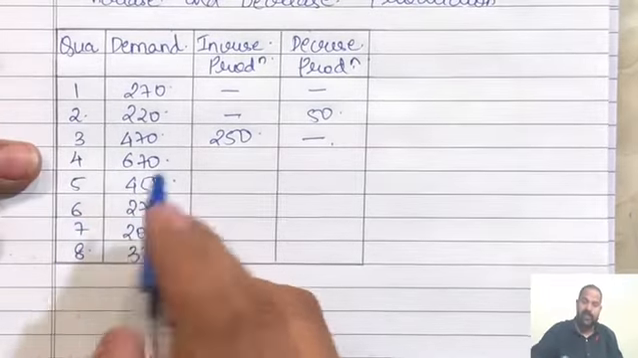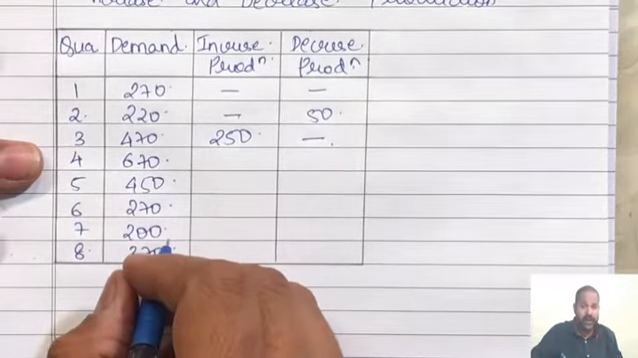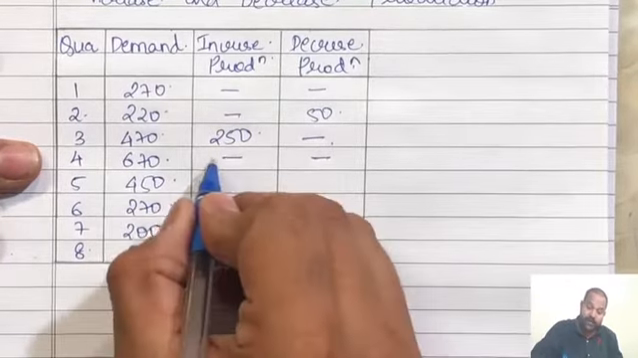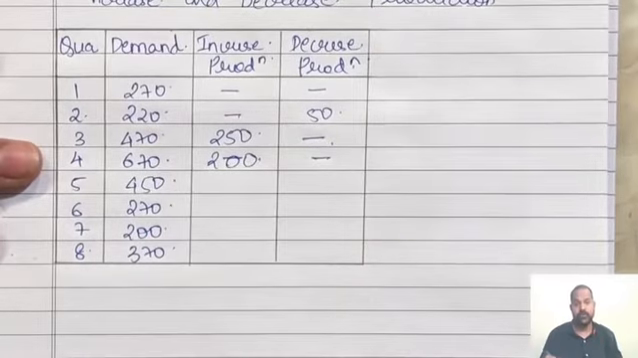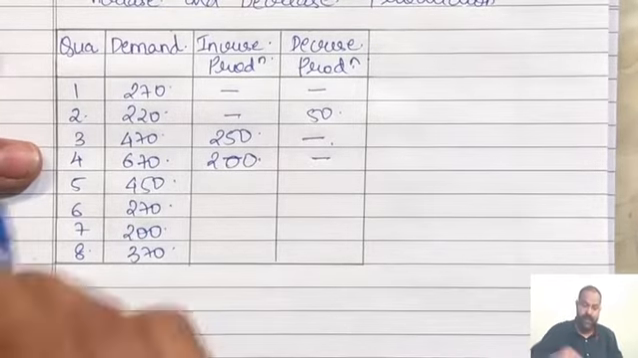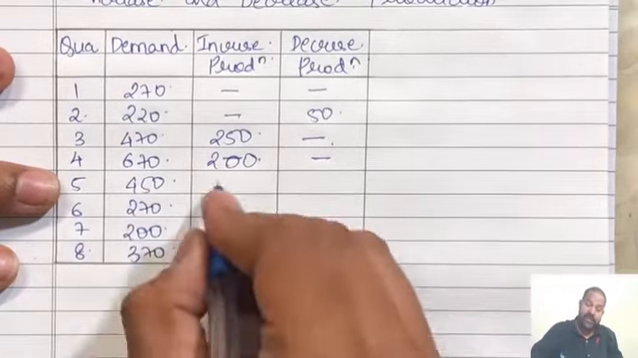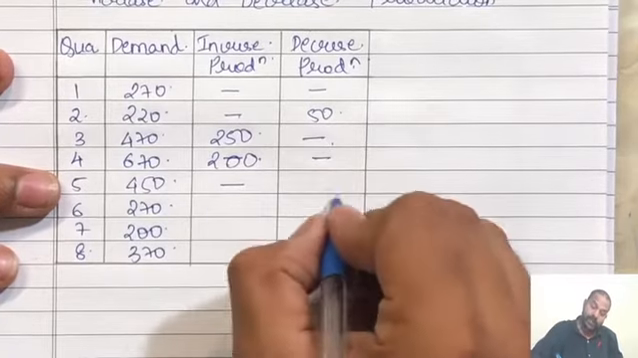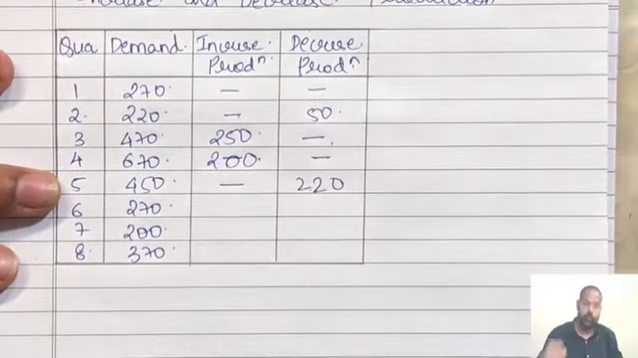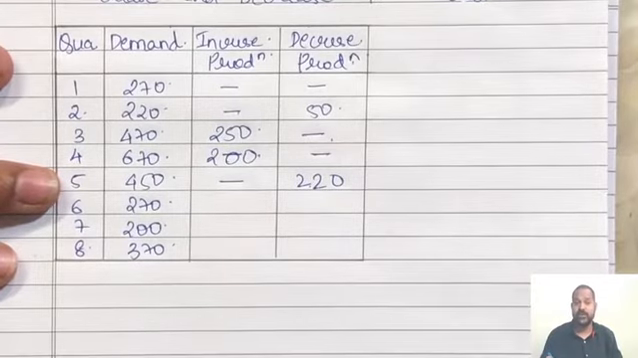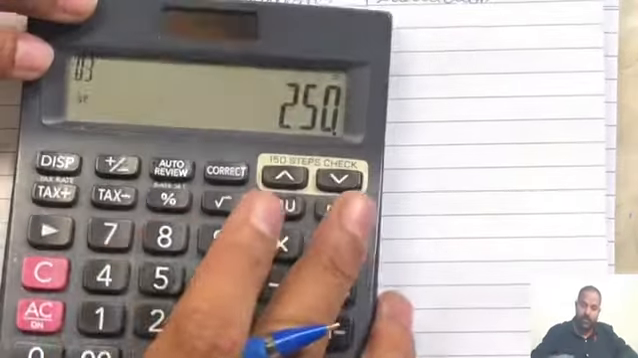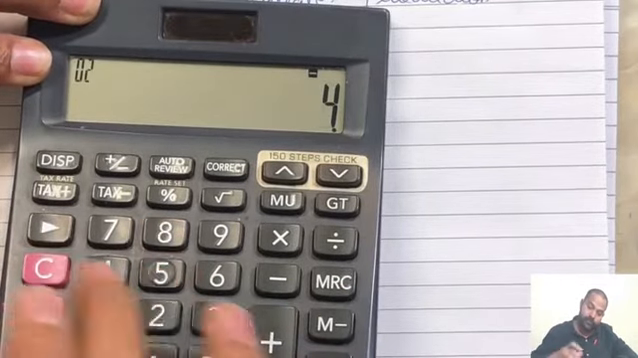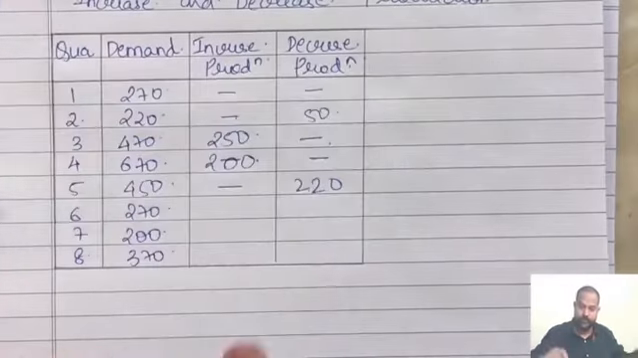From 470 to 670, is it an increase or a decrease? Well, it is an increase. Increase by how much? An increase by 200 units. 670 to 450, is it an increase or a decrease? Well, it's going to be a decrease. A decrease by how much? 670 minus 450, a decrease by 220 units.